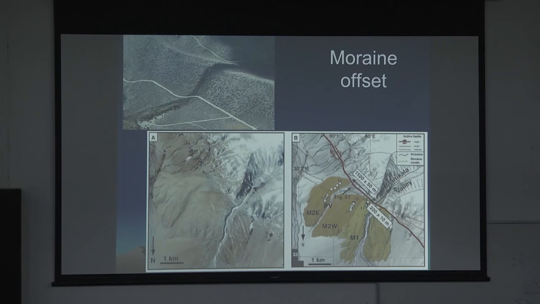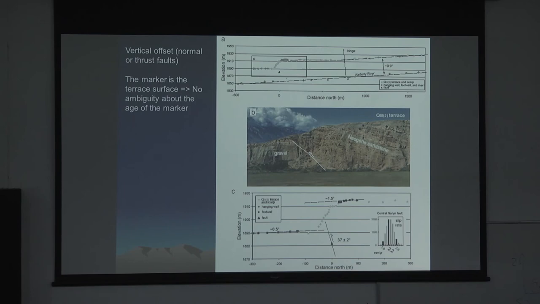For a fresh fault, if you look at abandoned terraces, again, the offset you can record corresponds more or less to the offset formed since the abandonment of the terrace. So again, if you want to know the slip rate or the uplift rate, you can just divide the offset by the age of your terrace.